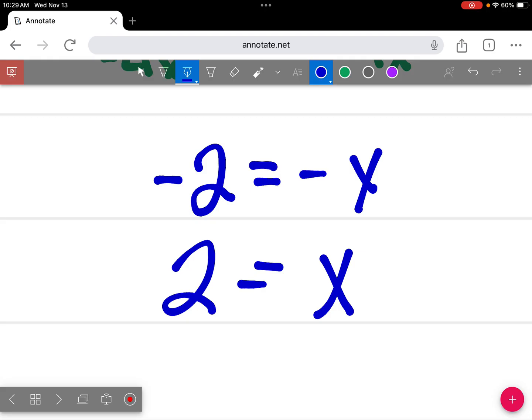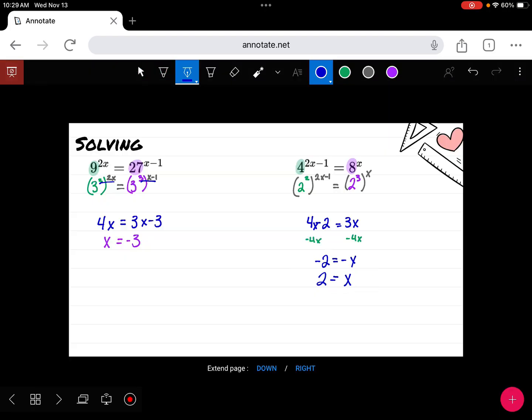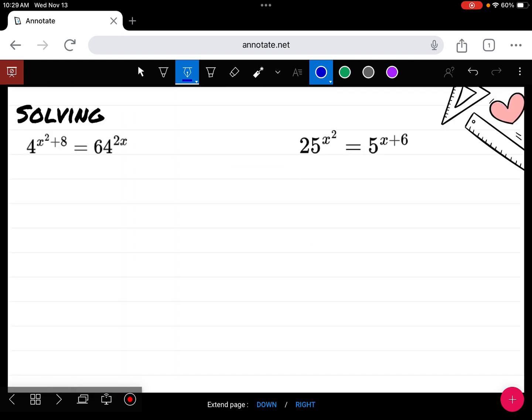Okay. Hopefully vaguely familiar. We've done some like this before. May or may not have done ones like this before. Can do 2.